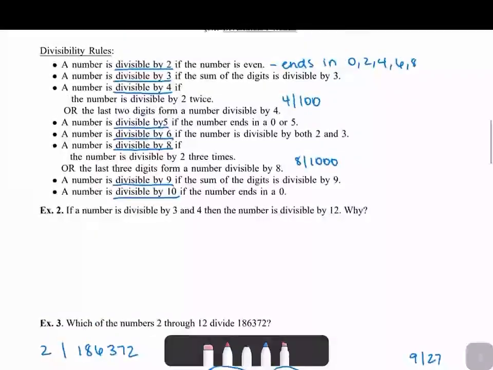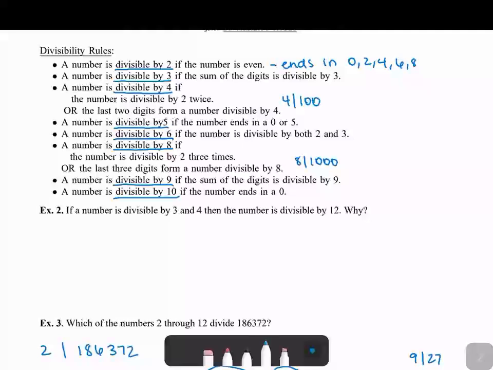Okay. So using these divisibility tests, we can make others. So although the book doesn't explicitly list a divisibility test for 12, we can see here in this example, if a number is divisible by 3 and 4, then the number is divisible by 12. So this test reminds us a lot of the test for 6. The number is divisible by 6 if the number is divisible by both 2 and 3. What this example is saying is a number is divisible by 12 if it's divisible by both 3 and 4.